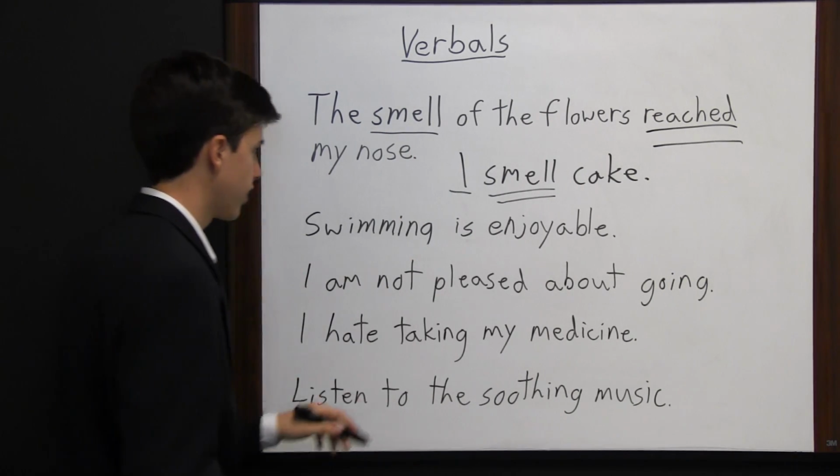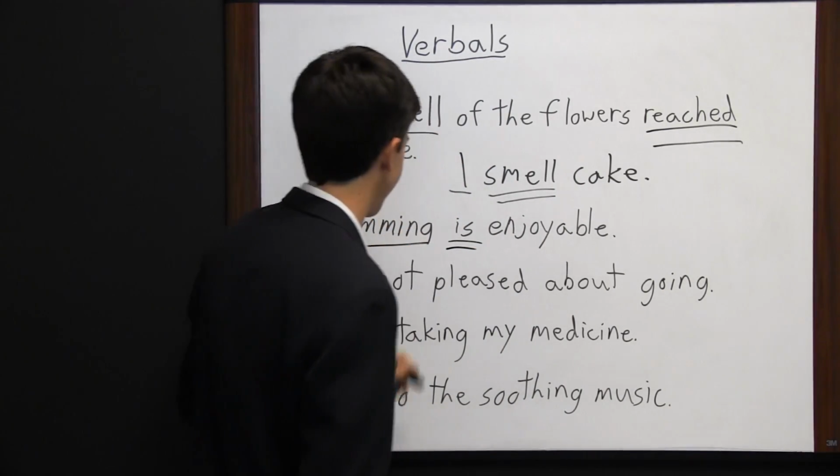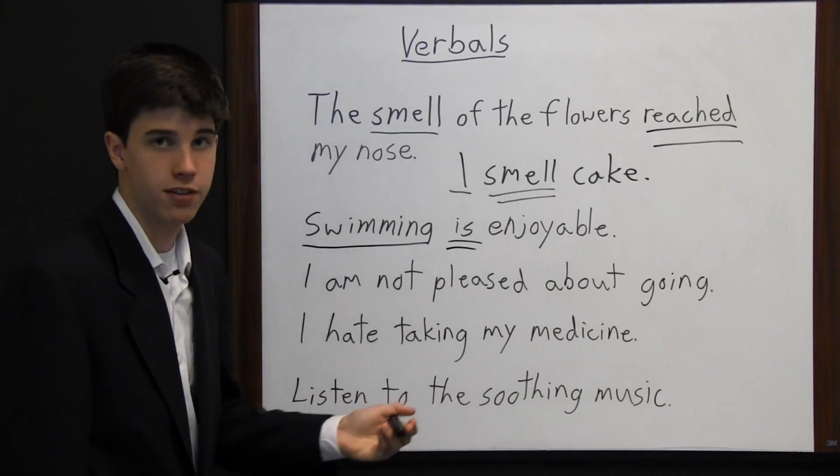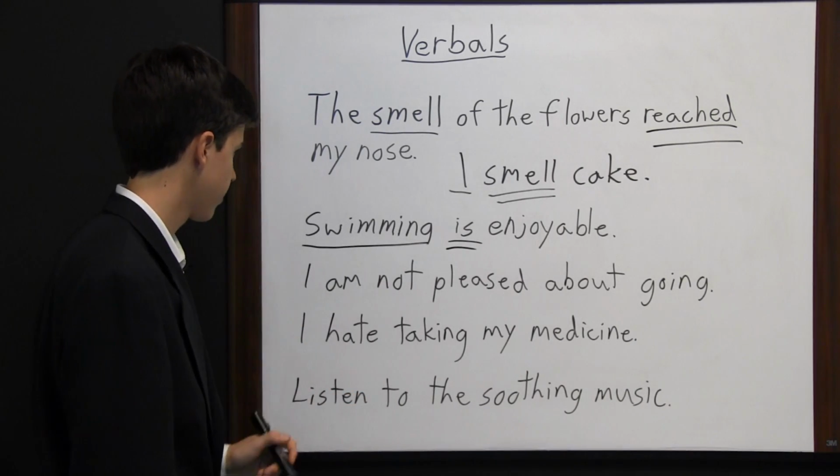Look at another example. Swimming is enjoyable. Here the verb is, and the subject of the sentence is swimming, but swimming could also be the verb of a sentence. But in this case, it's a verbal, so it's playing the role of a subject.